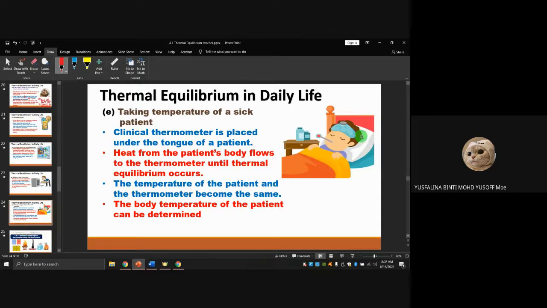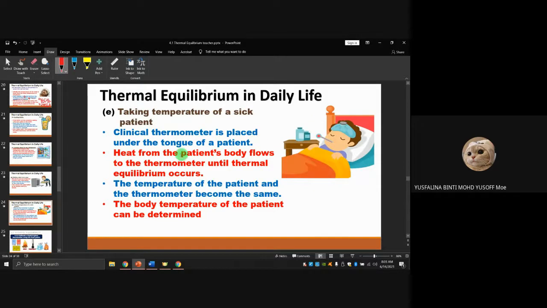And the next one is the clinical thermometer. This is the same as the cold pack or the wet towel that we just discussed. Let's say you put the thermometer under the tongue, and then the heat will flow from the patient to the thermometer. The mercury will expand inside the thermometer until the temperature of the thermometer and the patient is the same. So we say that it has already reached thermal equilibrium.